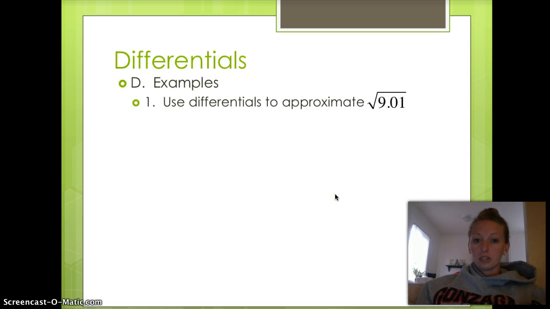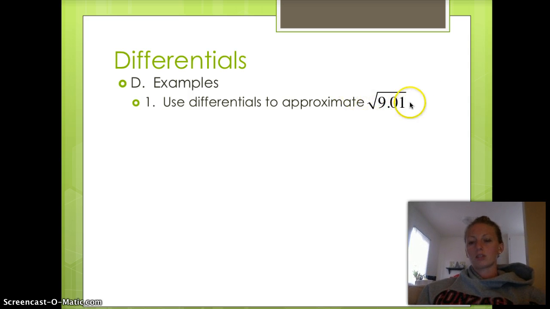So use differentials to approximate the square root of 9.01. And you will have a calculator in most cases for these. However, if it says use differentials, you must use differentials. You will get a different answer in most cases, or they'll have you round so far that you get a different answer if you just were to type 9.01 into your calculator.